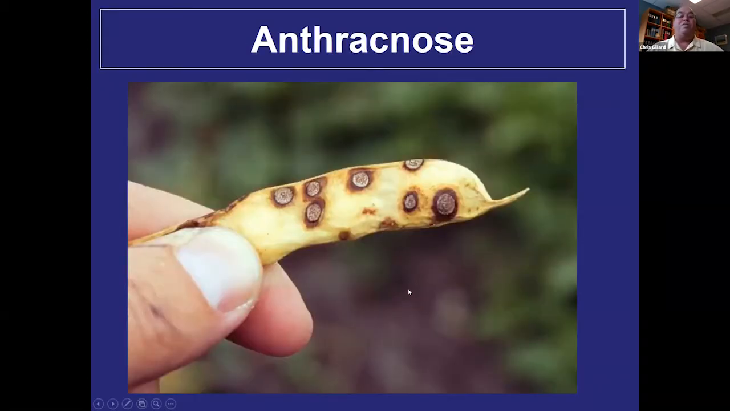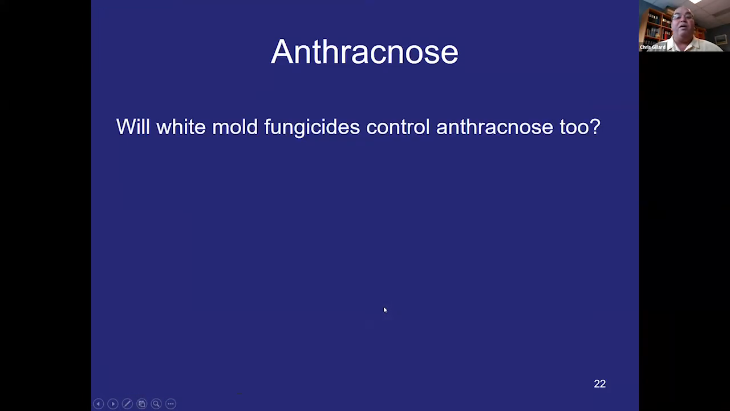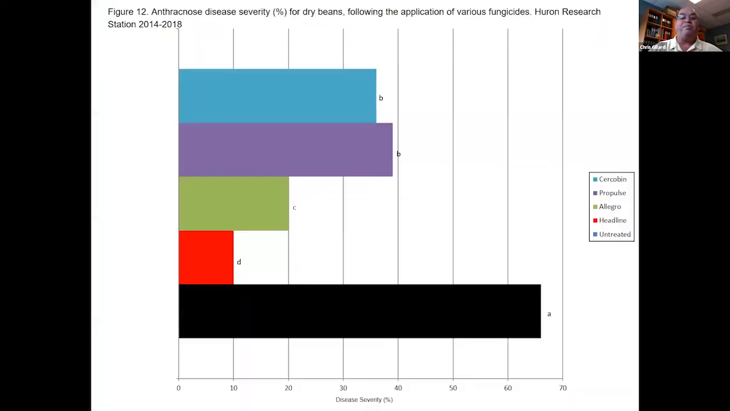Okay, so let's move on to Anthracnose. As Dennis said, this thing can cause a lot of damage to seed quality, which impacts dry bean growers' bottom line directly. So the question I wanted to answer was, will the white mold fungicides control Anthracnose too? The reason I ask is because Anthracnose basically occurs at the same time, so timing of the fungicide application is about the same. So can we get two diseases for the price of one?